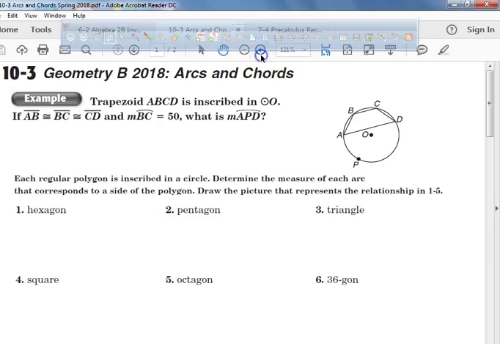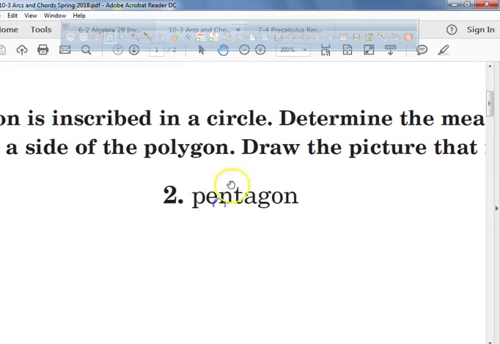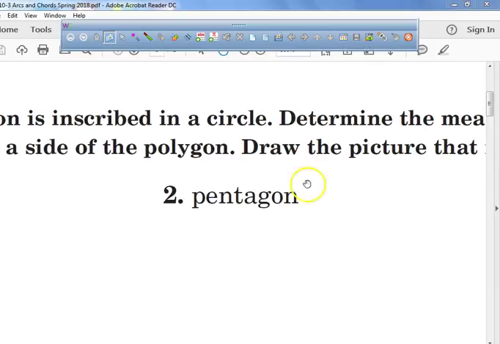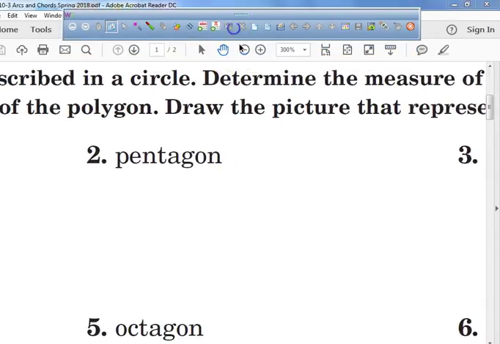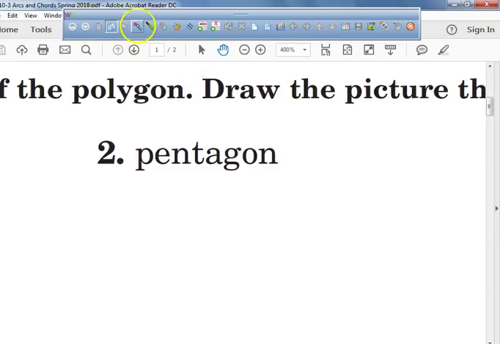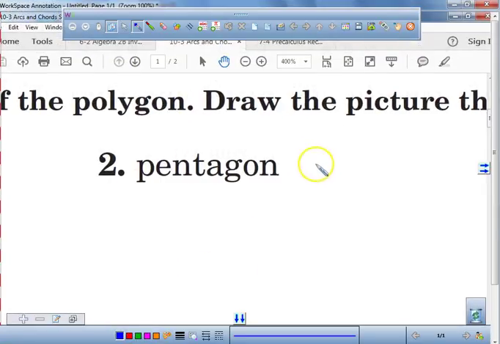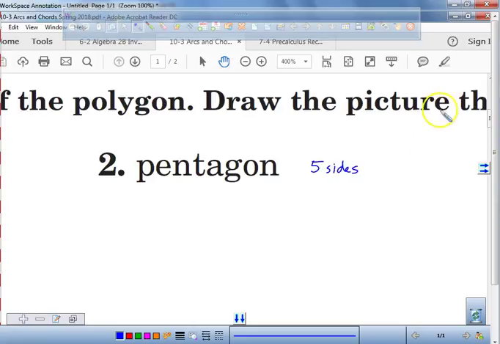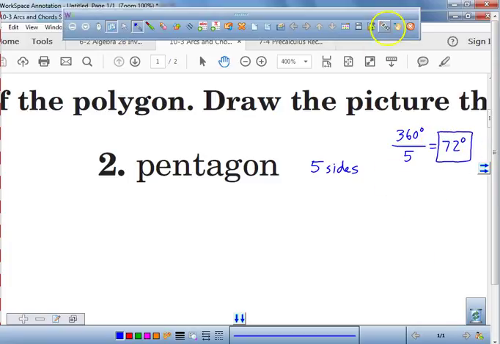So we're going to go ahead and start with number 2. We're going to zoom in on working with the pentagon. In a pentagon, you should know that a pentagon has 5 sides. So, if we divide 360 degrees, which is all the degrees in a circle, by 5, that gives you 72 degrees. So, each arc will be 72 degrees. But I want to show you how to do the picture that goes with it.